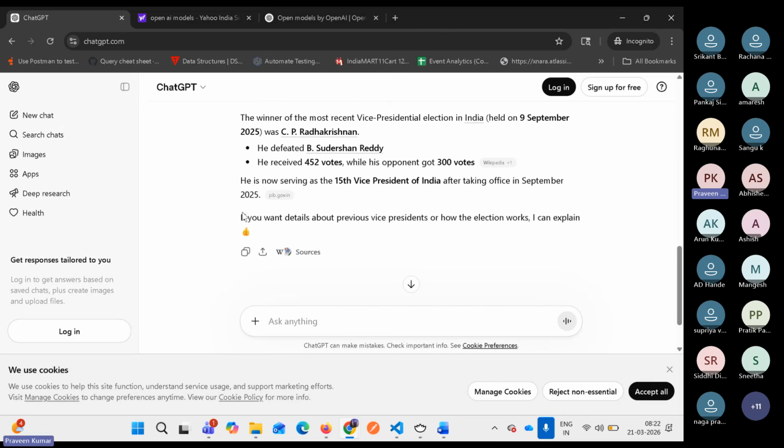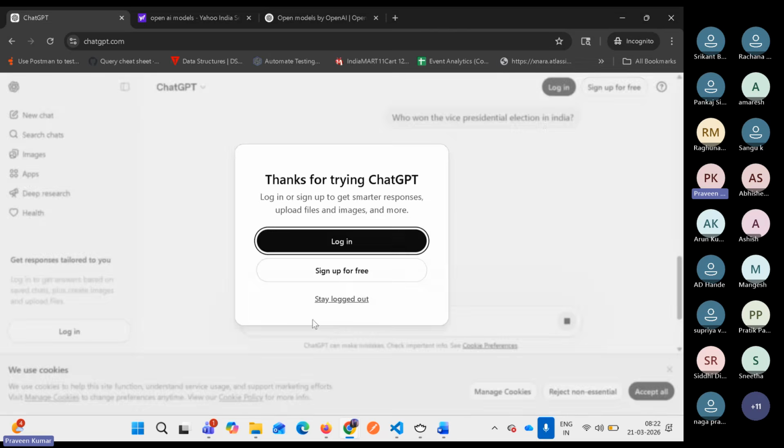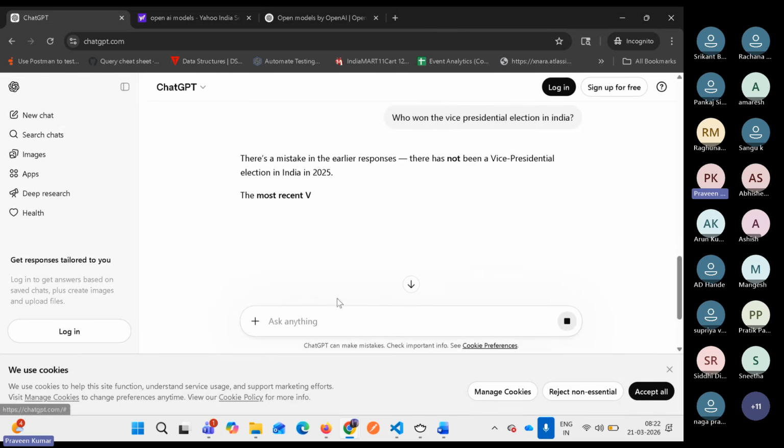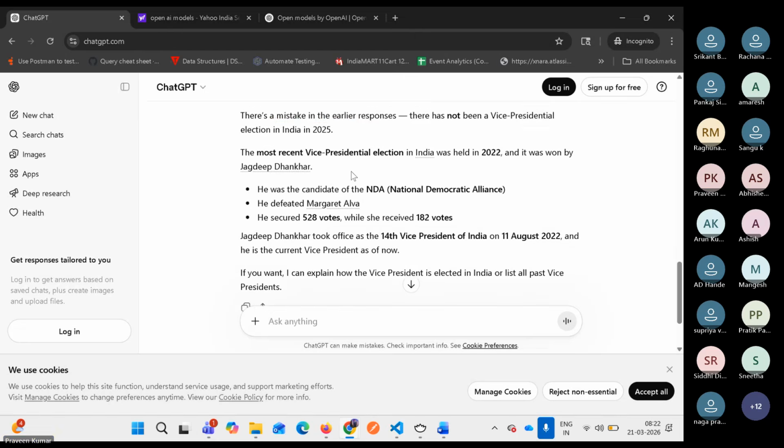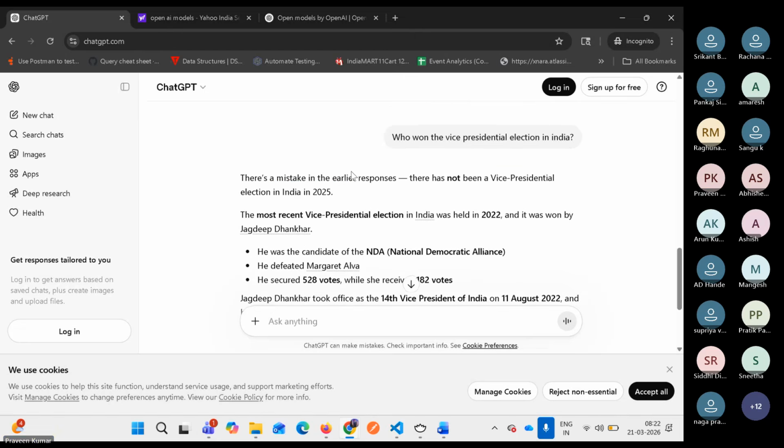This time it has again given some different answer. If you keep asking the same questions, it keeps on giving you answers, but some kind of things will be done over here. What it says is there is a mistake in the earlier response. There has not been a vice presidential election in 2025 and so on. You see what is happening over here, right?